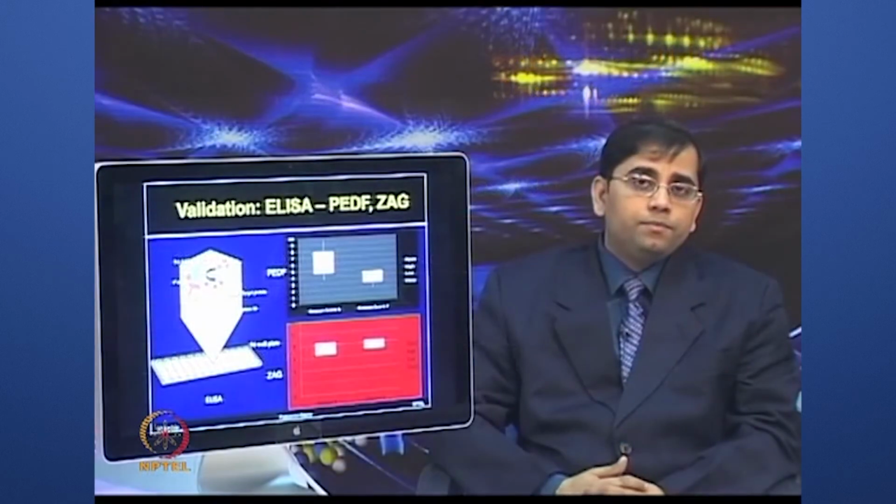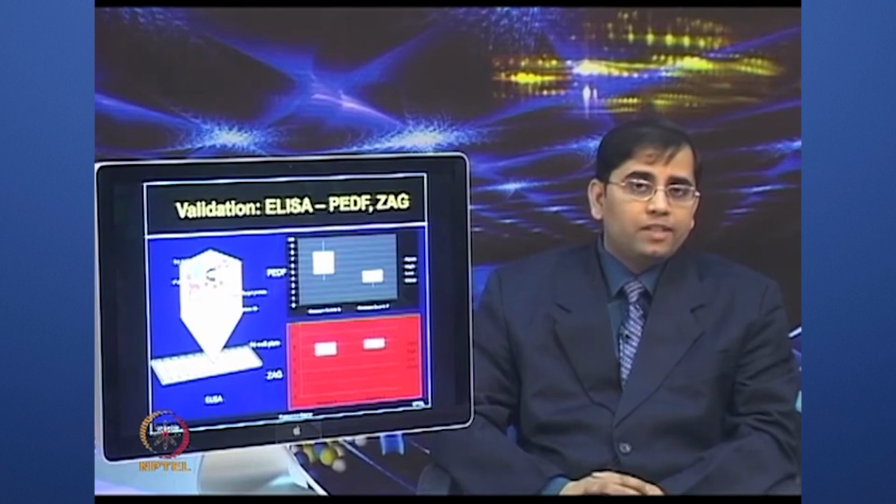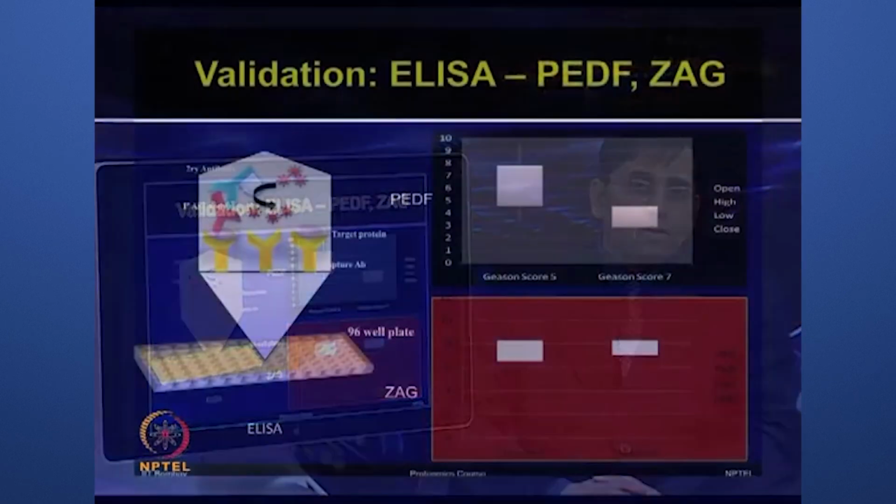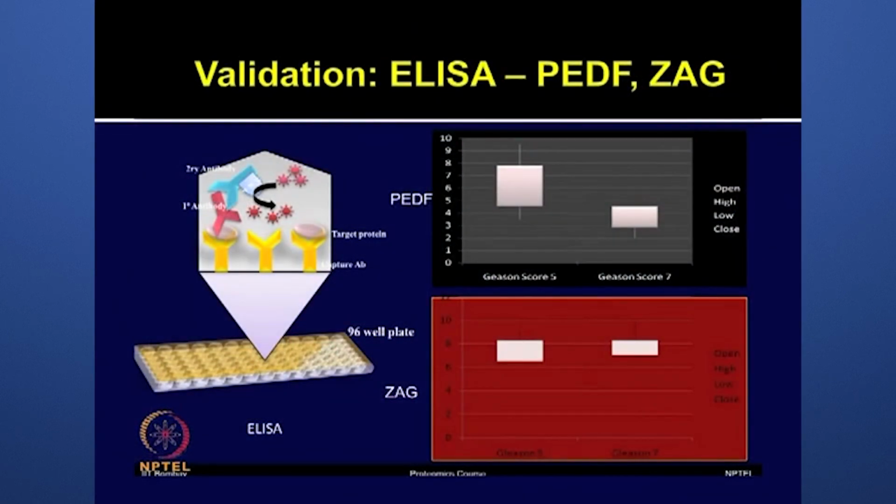For validation, authors employed various techniques including Western blots, enzyme linked immunosorbent assays or ELISAs, and also immunohistochemistry. So, the pigment epithelium derived factor PEDF and zinc alpha 2 glycoprotein, also known as ZAG, those proteins were further validated by the ELISA technique.